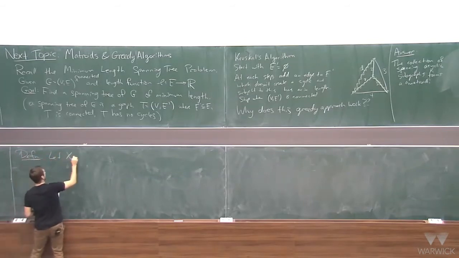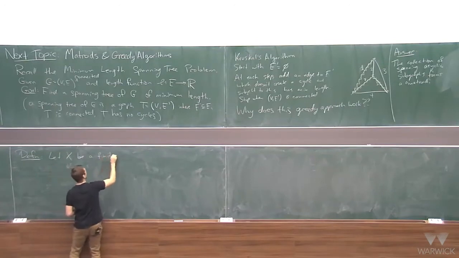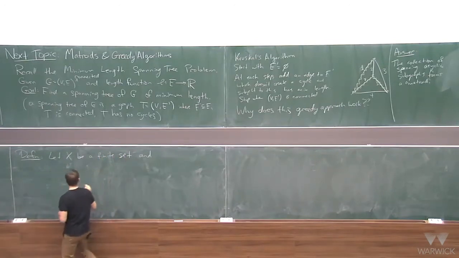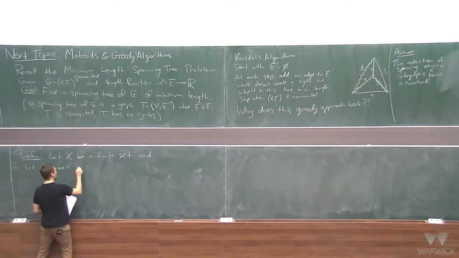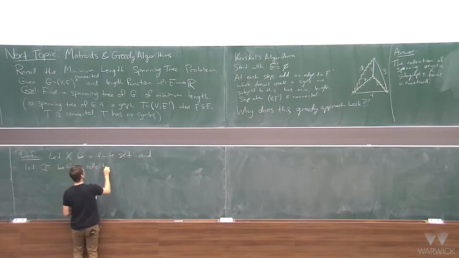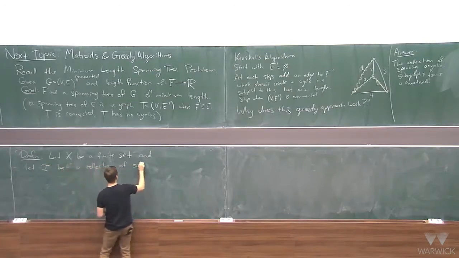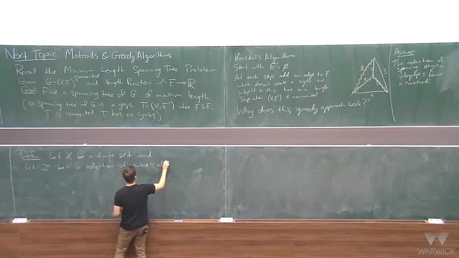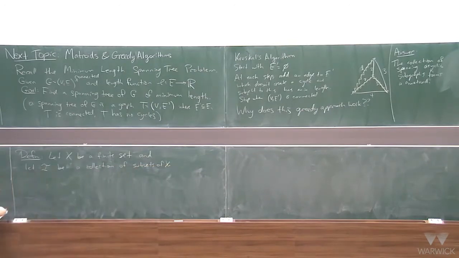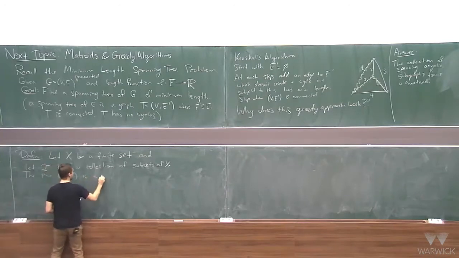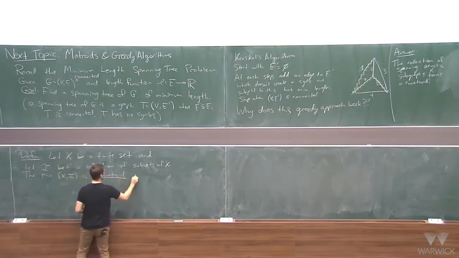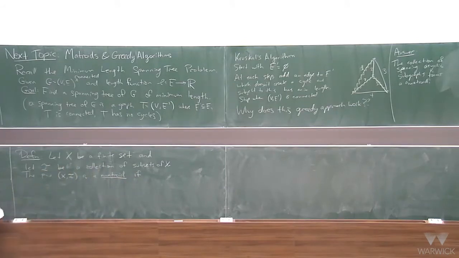So let X be a finite set, and let I, so it's going to be a kind of curly I, be a collection of subsets of X. Okay, so now the pair (X, I) is a matroid if the following things hold.